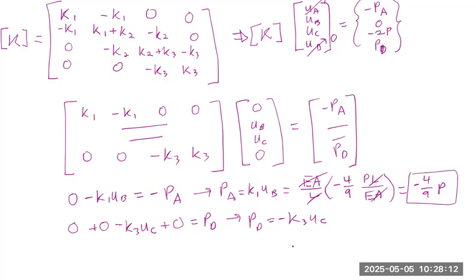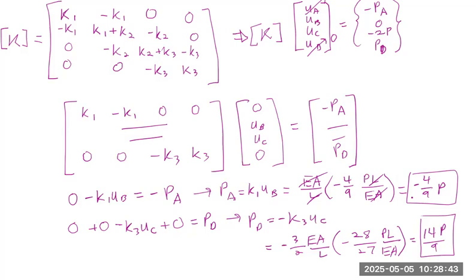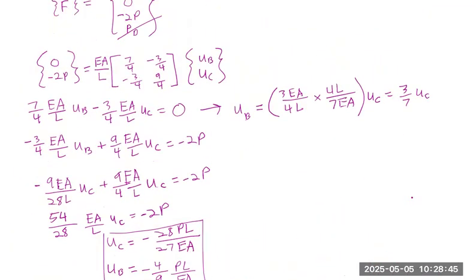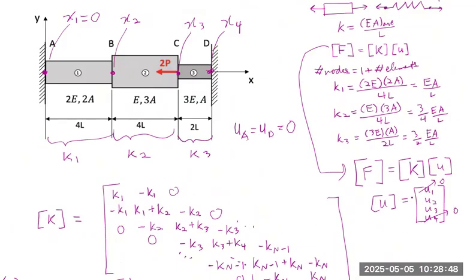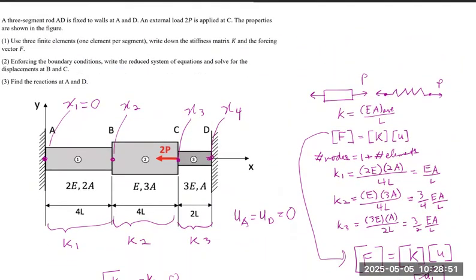And for our PD, we get that it's equal to negative 3 over 2 EA over L times negative 28 over 27 PL over EA from before. And this is equal to 14P over 9. So thus we have solved the last part of this problem. We have solved for the reactions at A and D.